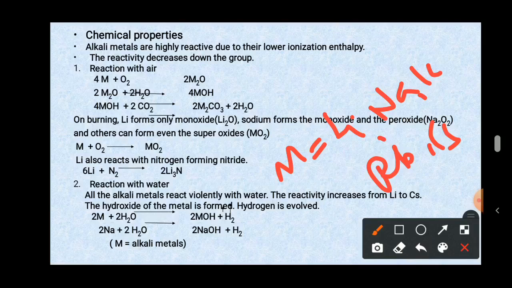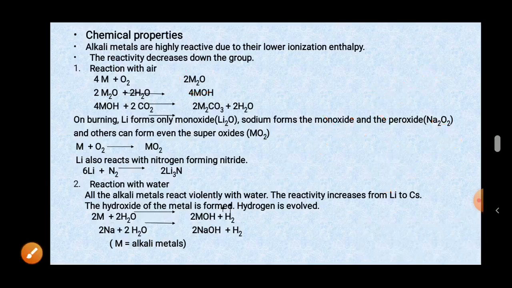Once the metal oxide is formed, you can see here M2O. The formed metal oxide will react with water if it is moist air. If it is moist air, it reacts with the water. So what happened?